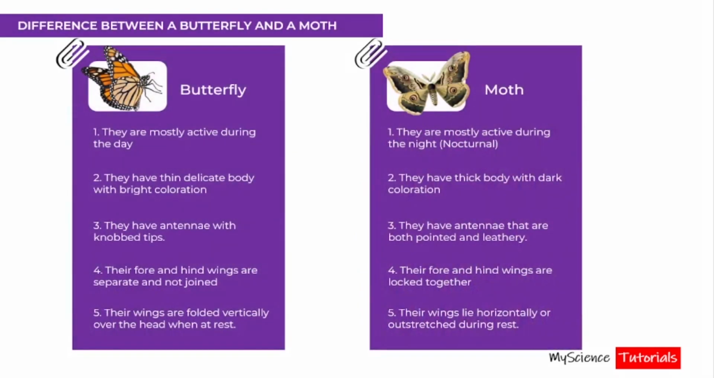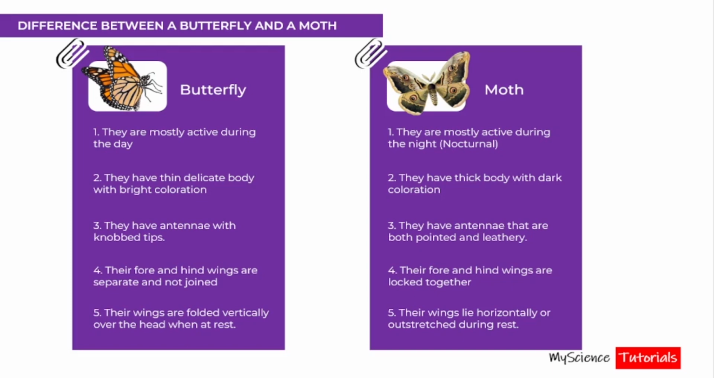Now let's talk about the difference between a butterfly and a moth. So for a butterfly, they are mostly active during the day, but for a moth, they are mostly active during the night, so they are nocturnal. For butterflies, they have thin, delicate body with bright coloration. For a moth, they have thick body with dark coloration. So a moth is not often brightly colored. You see, their color is dull, unlike the butterfly, which is very beautiful with many colors.